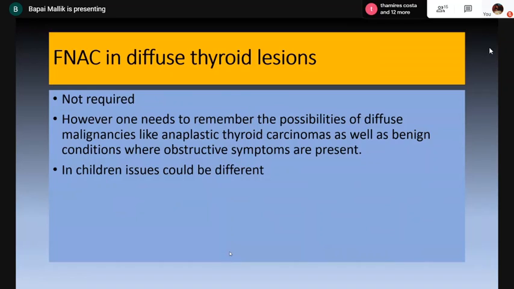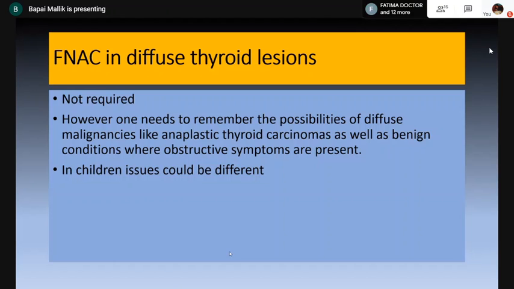Right. So what about FNAs in diffuse thyroid lesions? Now, I can tell you one thing. I am seeing far lesser number of cases of diffuse thyroid lesions created by lymphocytic thyroiditis which come for FNA. Most of the cases of diffuse thyroid lesions would not require an FNA. However, one needs to remember that in certain situations when a lesion is producing obstructive symptoms, the patient has to go for surgery, right? They can come for FNA.